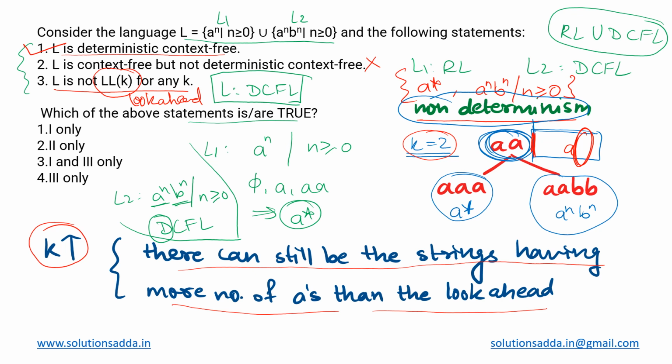So this is the cause of non-determinism in this particular language, and that is what is making it not a suitable candidate for becoming LL of K for any value of K. And that is the reason why the third statement is also true. There is no value of K for which the language becomes LL of K. If we have two A's, then we must be able to for sure determine if it is coming from L1 or L2, or what will be the next character after that. That is what the job of a lookahead is. So that is not the case with our language L, and hence statements 1 and 3 would be true for that. And hence we'll be going with this third option.